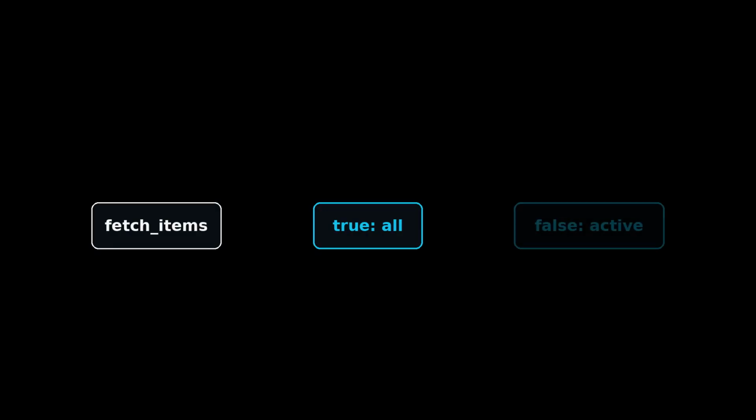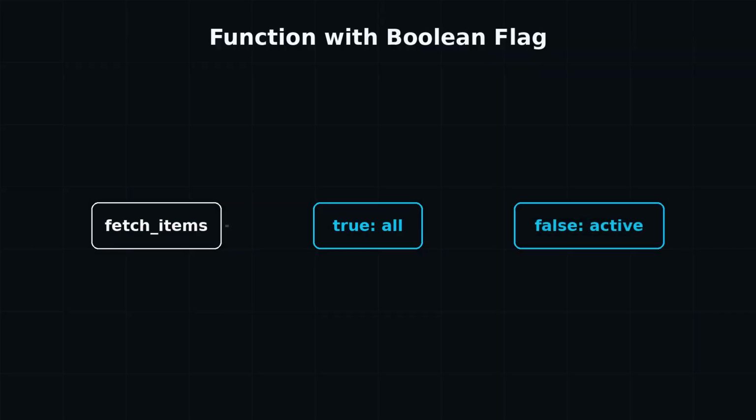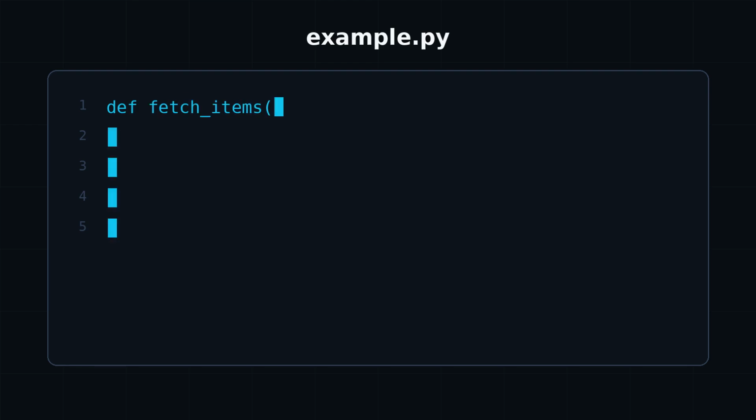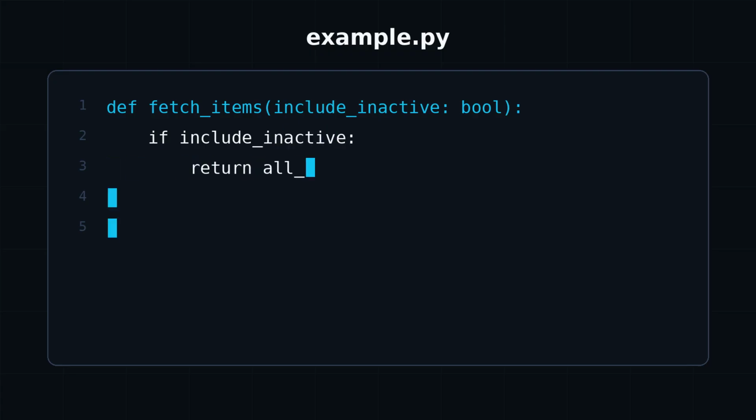We reach for a Boolean flag because it feels like the simplest possible addition. A function that takes an include_active parameter and branches: if true, include everything; if false, only active records. Two lines of code, job done. It looks clean. But under the hood, that's not one function anymore. It's two different behaviors welded together behind a tiny toggle.